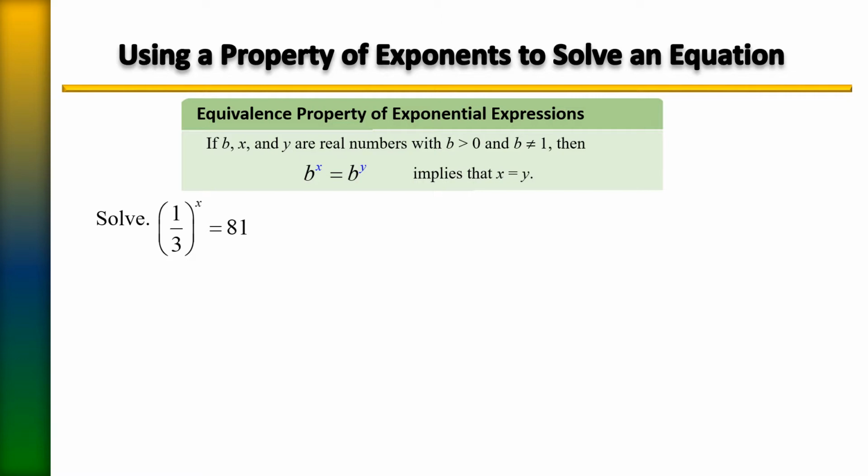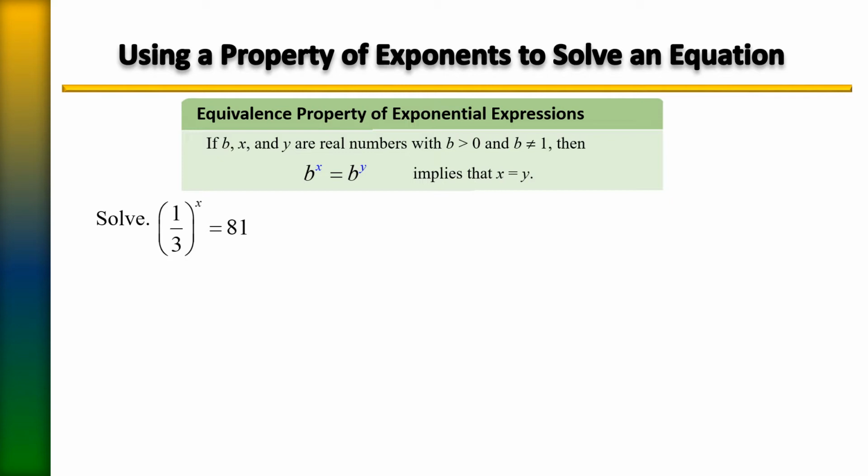If b, x, and y are real numbers, with b being greater than 0 and b not equal to 1, then b to the x equals b to the y implies that if the bases are the same, then you can set their exponents equal to each other. In this case, x would be equal to y. So let's solve this problem here using the equivalence property of exponential expressions.